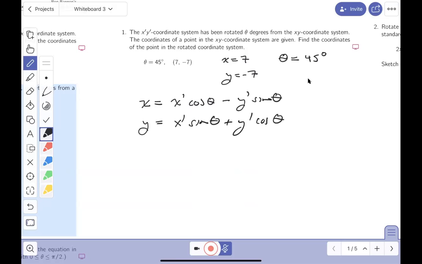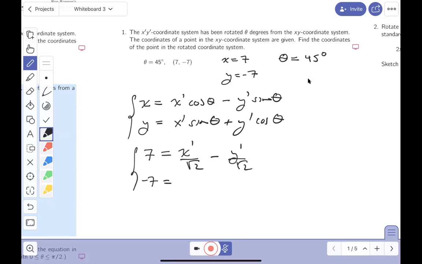I'm thankful for 45 degrees because it looks like it might be easy to do. So let me write this down. What's x? x is 7. I don't know x prime; that's what I want to figure out. What's the cosine of 45 degrees? 1 over root 2. Minus, I don't know y prime; that's what I'm going to find. What's the sine of theta? Again, pretty simple, it's 1 over root 2. Now let's put y down. What's y? Minus 7.